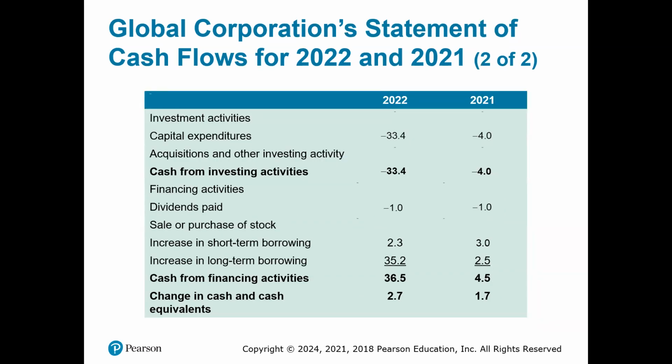Here's a continuation of that same statement. You have the investment activities, capital expenditures, acquisitions and other investing activity, financing activities, dividends paid, sale or purchase of stock, increase in short-term borrowing, increase in long-term borrowing. Then you have your cash from financing activities and change in cash and cash equivalents.